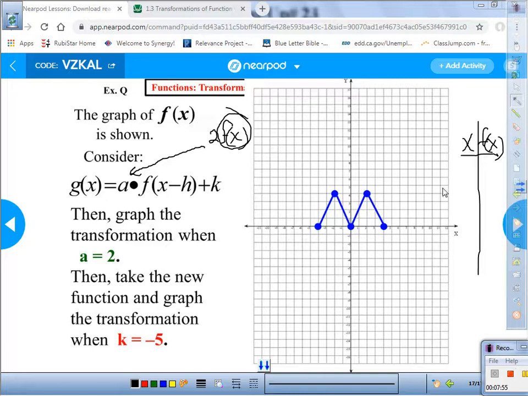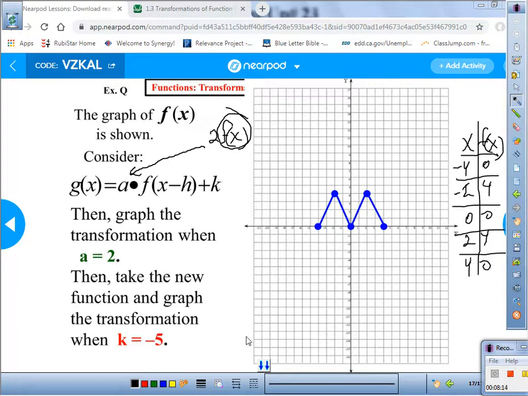So what is my first point? Negative 4, 0. Next point is negative 2, 4. Next point is 0, 0. Next point is 2, 4. And the last point is 4, 0. Are we there so far? All right. So now I'm going to do the first transformation, which is a equals 2.